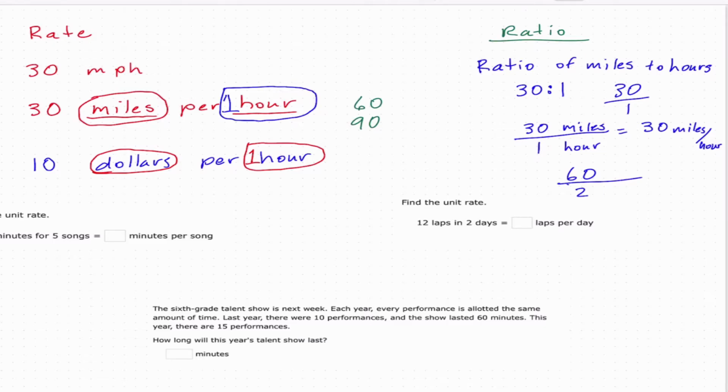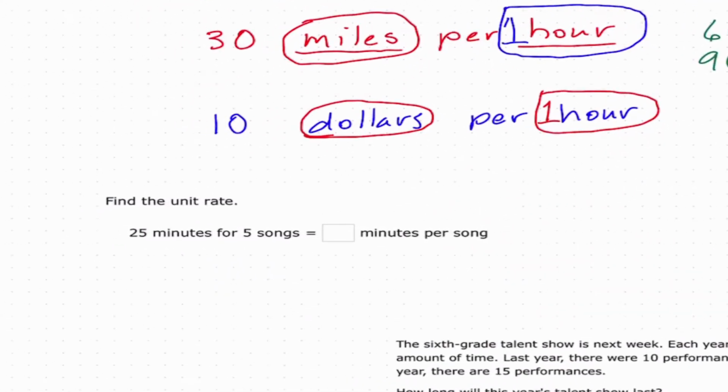So in class, you guys are going to be finding unit rates. Let's look at a couple examples. First example: if we have 25 minutes for 5 songs, we're trying to find the unit rate. What is that in minutes per song? How many minutes does each song last? To find that, we're going to take our bigger number, 25, and divide it by the number of songs, which in this case is 5.